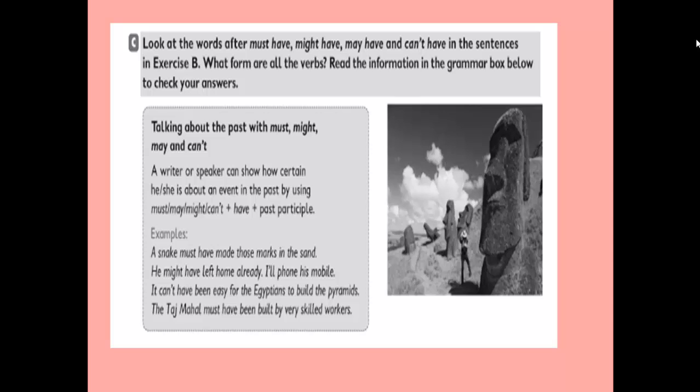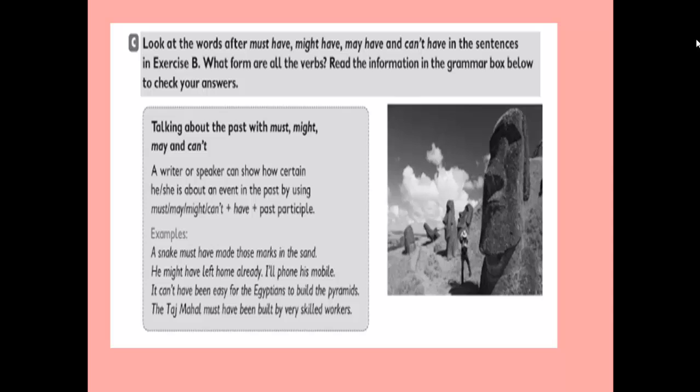A snake must have made those marks in the sand. Here we have must plus have, then the past participle of make, which is made. A snake must have made those marks in the sand. Here we are certain of the meaning of this sentence, but to express that it happened in the past, we use have after the auxiliary verb must, then we put the verb in the past participle form.